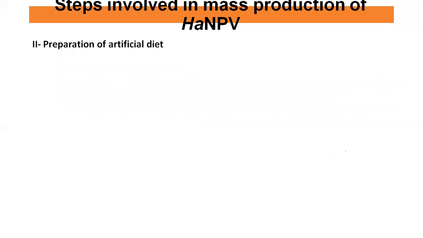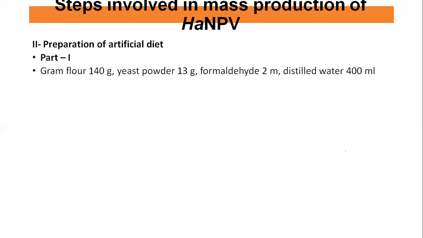Now, what is the procedure for preparing the artificial diet? Firstly, three parts are involved in the preparation of the artificial diet. In the first part, we require some ingredients: gram flour at the rate of 140 gram, yeast powder 13 gram, formaldehyde 2 ml, and distilled water 400 ml.